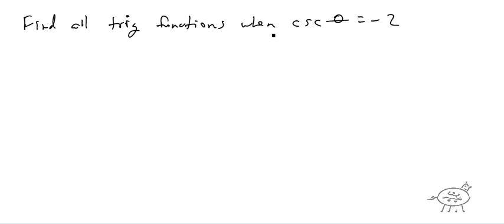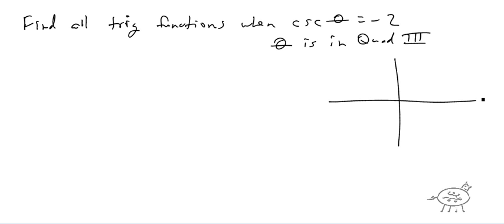It's the same directions. Find all trig functions when cosecant of theta equals negative 2, and theta is in quadrant 3. All right, so again, it's a great idea to sketch a picture, just to see where we're at. And you're like, well, wait a second, negative 2, what do we do with that? Well, it's negative, so let me write this out here. Cosecant of theta equals negative 2 over 1.